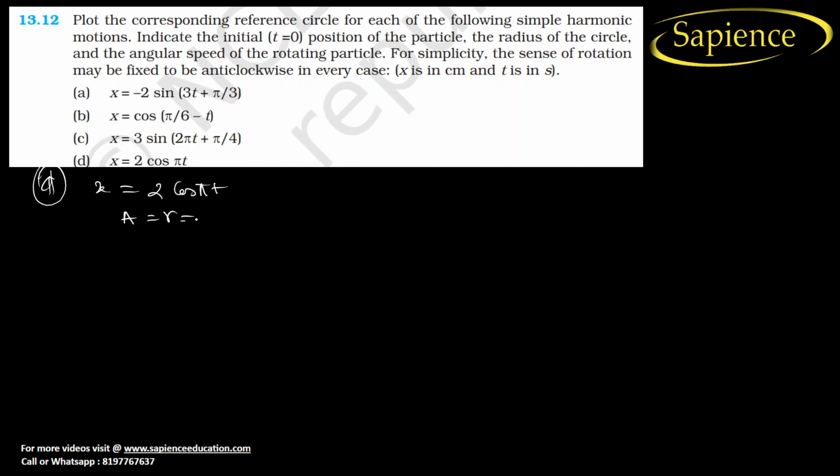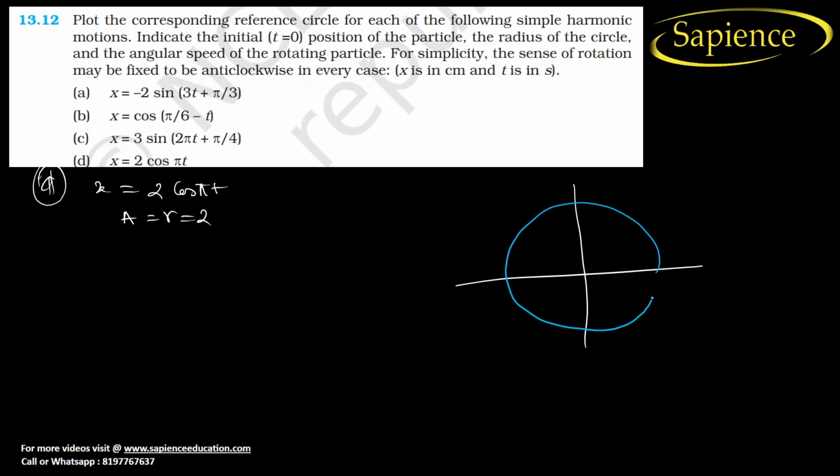The amplitude or radius is equal to 2. So we can make the circle like this, a circle having a radius of 2 centimeter. Now at time t is equal to 0, what is the value of x? So this will be cos 0. Cos 0 is 1. So 2 cos 0 will be 2. It means that the radius is 2 and this is also 2. This is the extreme position. So the position of the particle is at the extreme position.